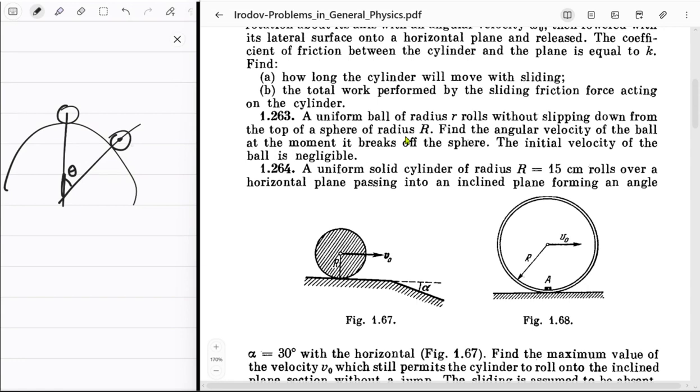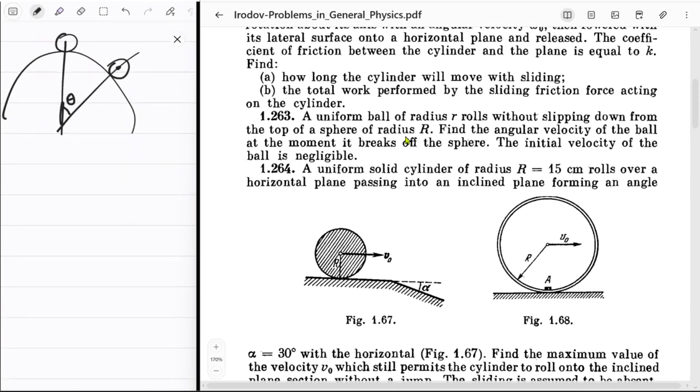It will break off when the normal force is not sufficient. So we'll figure out that condition. First of all, we just want to do it for general theta values. A uniform ball of radius small r. This is capital R, and this thing is small r.